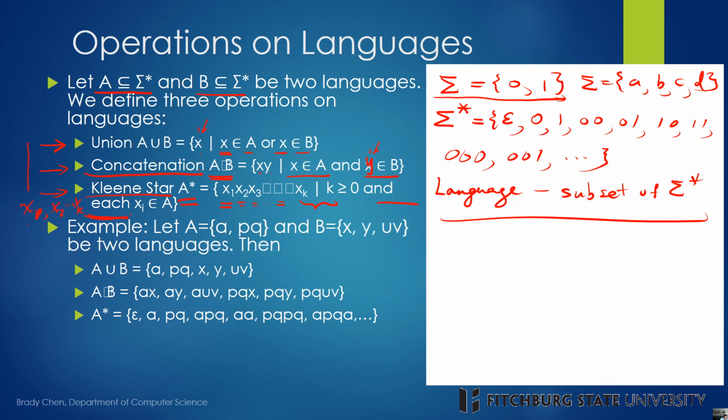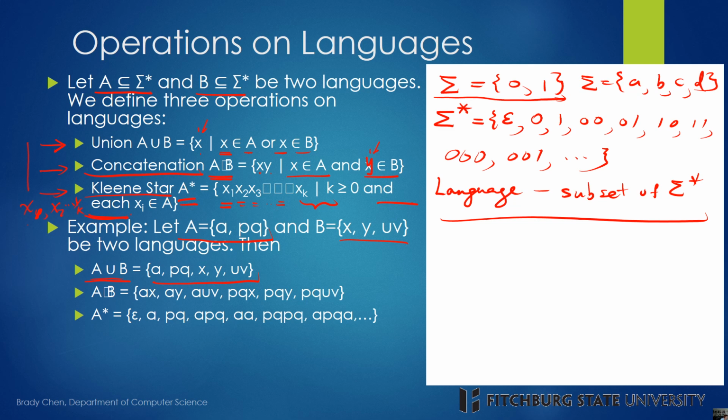Now, here are some examples. Suppose A is a language which contains a and pq. B is a language which contains three strings, x, y, and uv. Now, the union of A and B is defined as the union of two languages, right? It's just like a union of two sets. It contains the elements which are either from the language A or the language B.